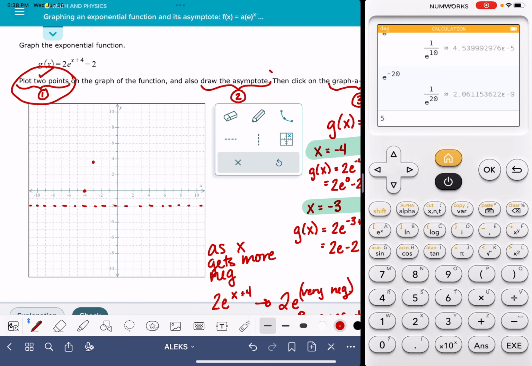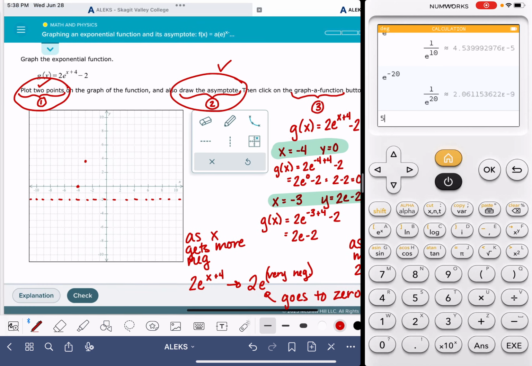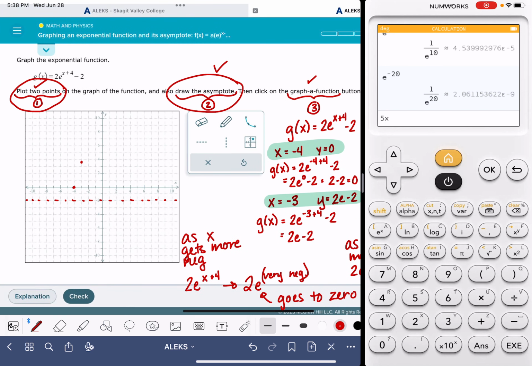Once you get that done, then you are going to click on the graph of function button, which is this button right here. You're just going to click on that, and ALEKS is going to put the graph in for you, which is super fantastic.